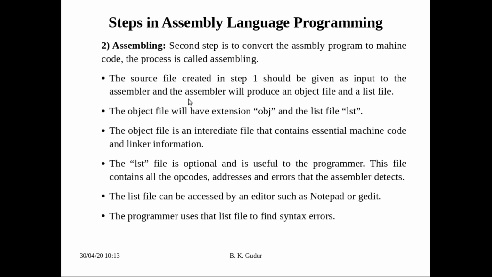The assembler will produce an object file and, say, a list file. The object file will have the extension .obj and the list file will have the extension .lst. This object file is an intermediate file that contains essential machine code and linker information. It is not a complete machine code. That object file will contain the essential machine codes which are required to generate the final machine code, and it will also contain some linker information, which will link to some other object files. Like, if we have used some built-in functions, it will link to the object file of those built-in functions.